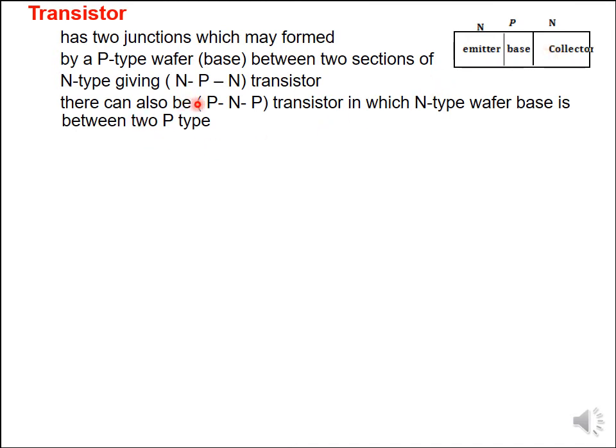There can also be a PNP transistor, in which the base is N-type, between two P-types. So a transistor consists of three crystals: emitter, base and collector.